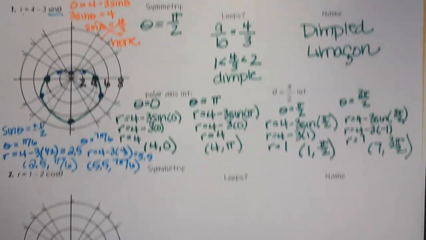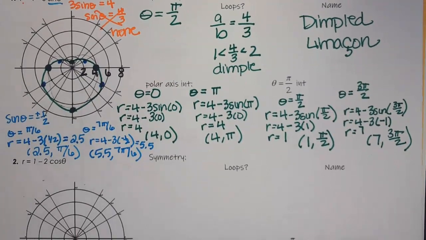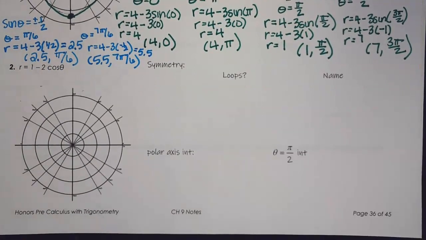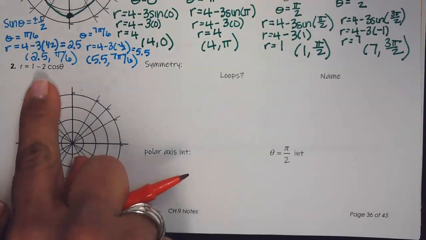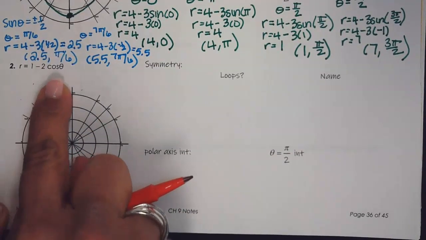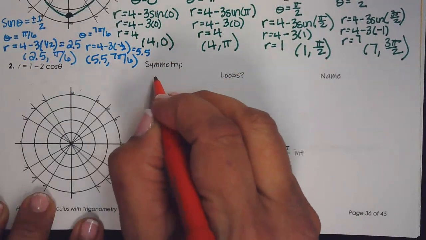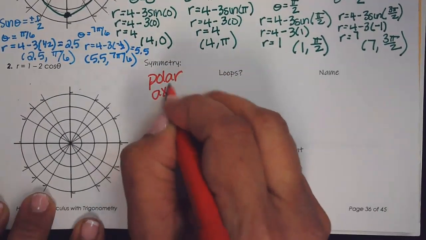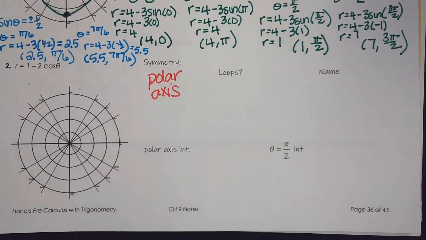Okay, all right, so then number 2, 1 minus 2 cosine theta. We can identify the symmetry right away. The symmetry here is going to be with respect to what, based on the equation? Polar axis, I hear. Good. So we have that with respect to the polar axis.